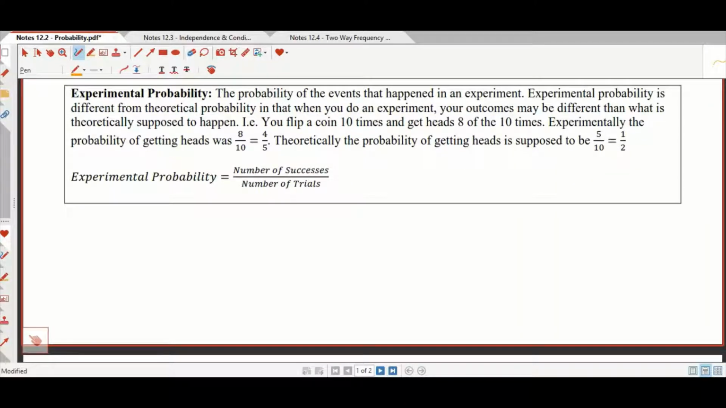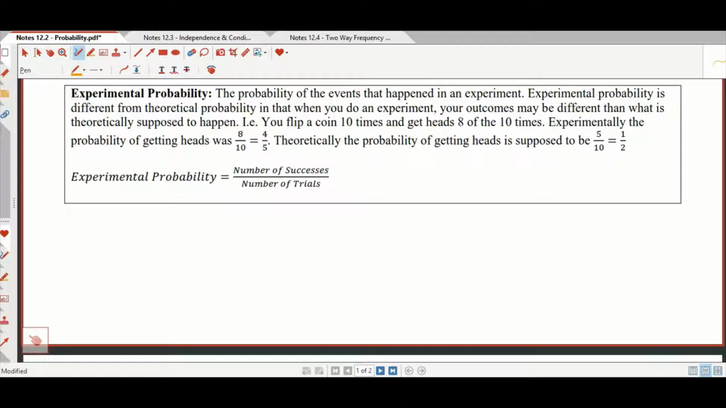Experimental probability, the probability of the events that happen in an experiment. Experimental probability is different from theoretical probability in that you actually do the experiment and your outcomes might be different than what theoretically happens. If you flip a coin 10 times, you get 8 heads 8 of the 10 times. Experimentally, the probability of getting heads was 8 out of 10, which is 4 out of 5. Theoretically, it's supposed to be 1 out of 2. And that makes sense.